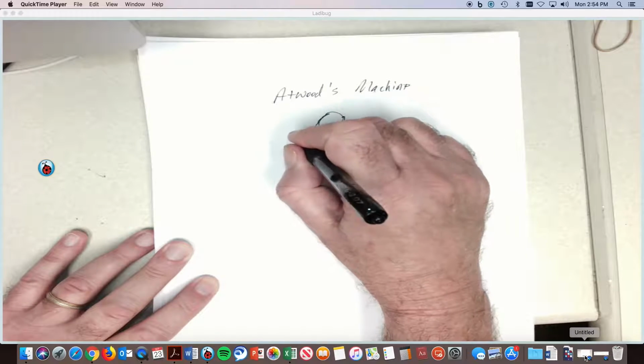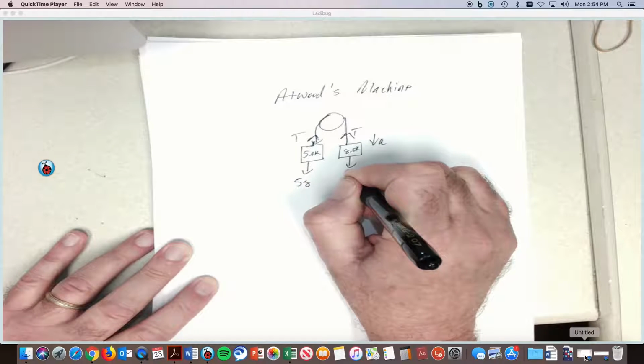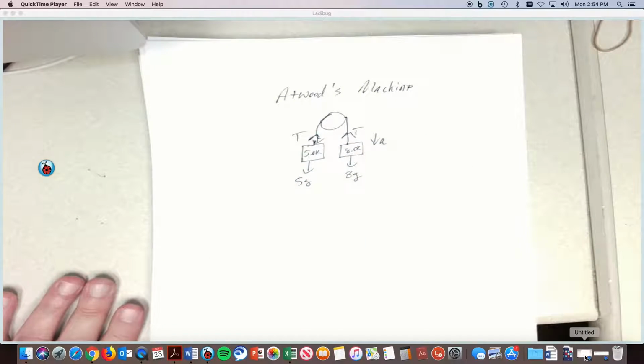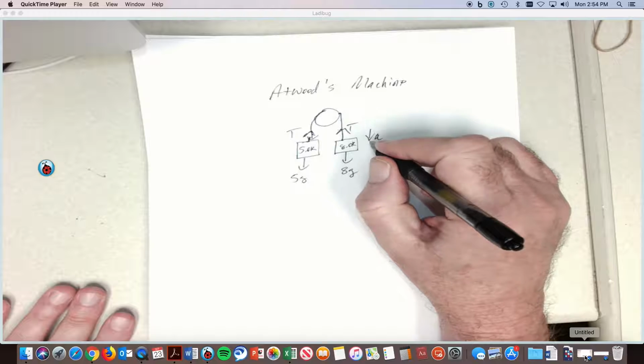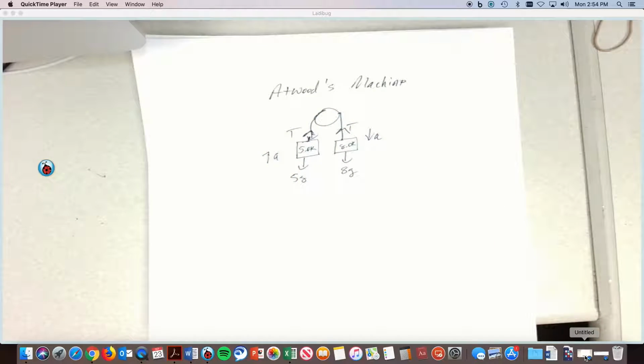So here's a tension here, here's a tension here, and here we've got 5 times g, and we've got 8 times g. Well, you know as well as I do that this thing is going to accelerate so that this guy goes up and this guy goes down. So once again, we just want to find the tension and the acceleration.